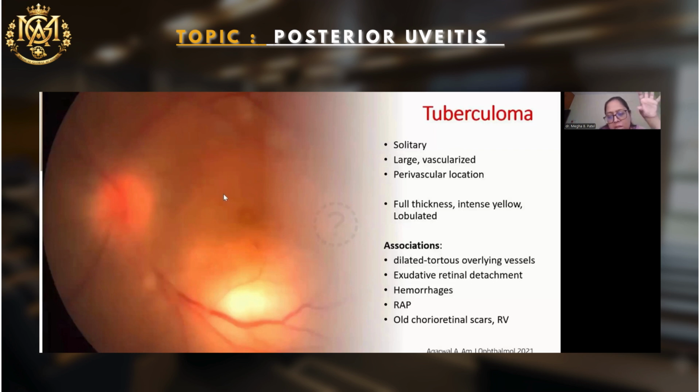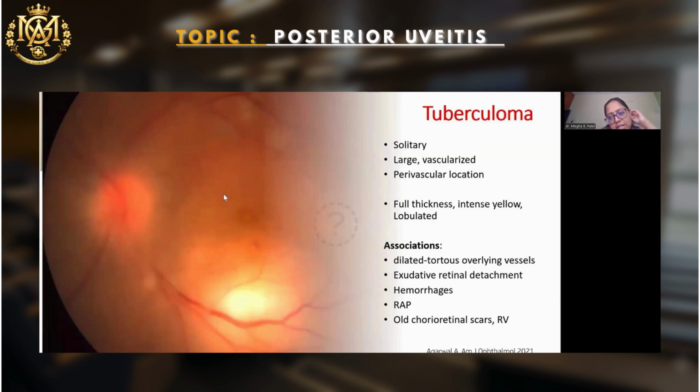If it is below the disc, it will appear lifted. The most common location is perivascular, but it can be below the disc also. Always it is a full thickness. All the layers of the choroid are involved, intense yellow and lobulated. So these are the very characteristic features of tuberculoma.